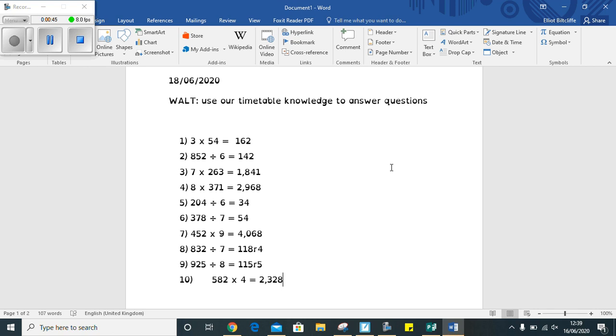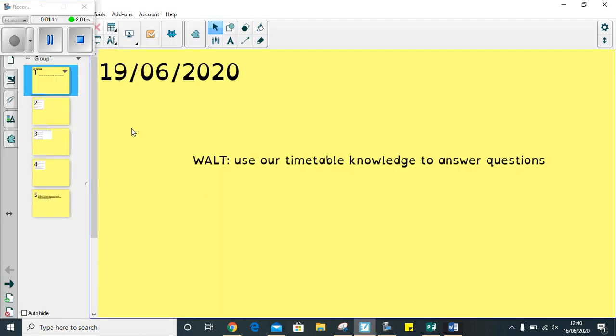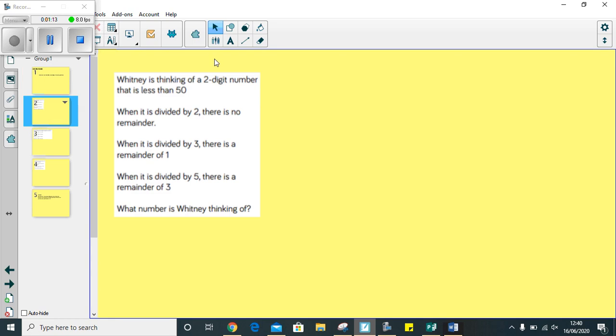452 times 9 is equal to 4,068. 832 divided by 7 is equal to 118, remainder 4. 925 divided by 8 is equal to 115, remainder 5. And last but not least, 582 times 4 is equal to 2,328. Right, let's have a look at the fluency for the problem solving questions now.